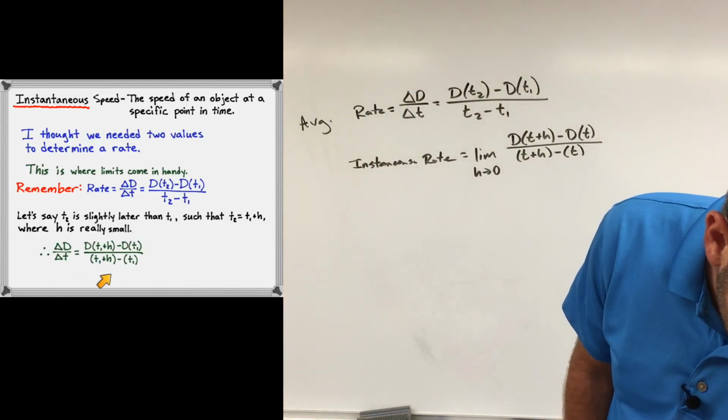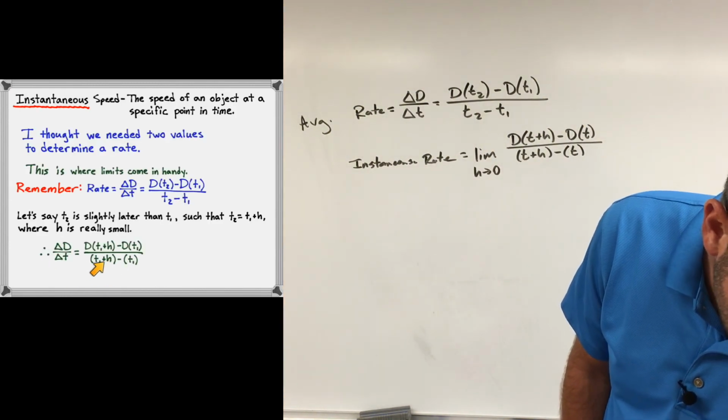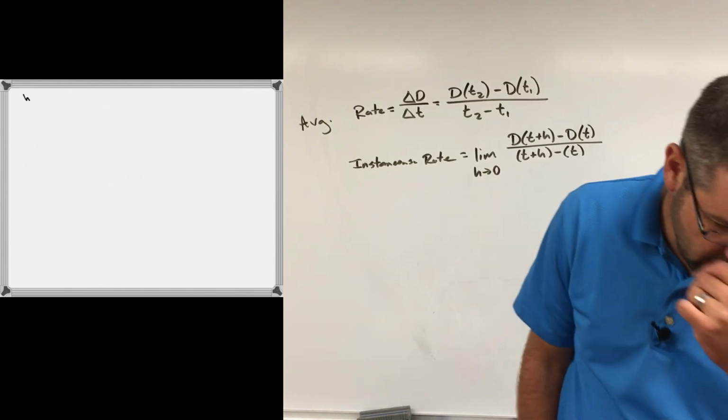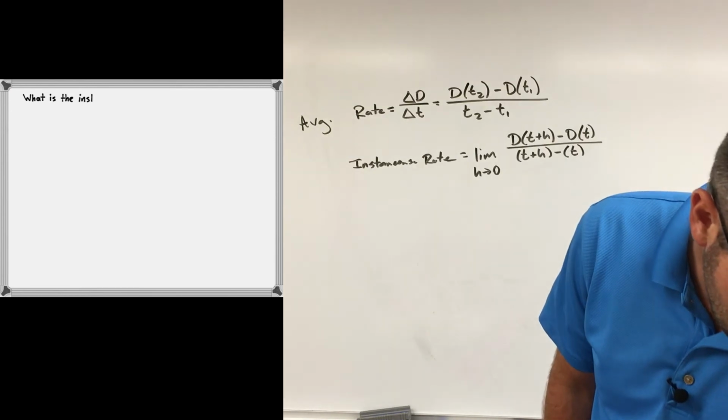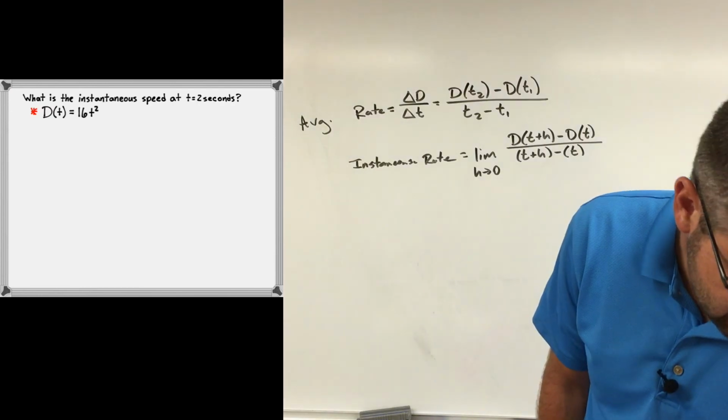You can see as a result of that, when I simplify the bottom, t1 plus h minus t1 is actually going to cancel out the t1s and you're left with h. And we'll get more into that in the future. But let me show you what this looks like in an example.